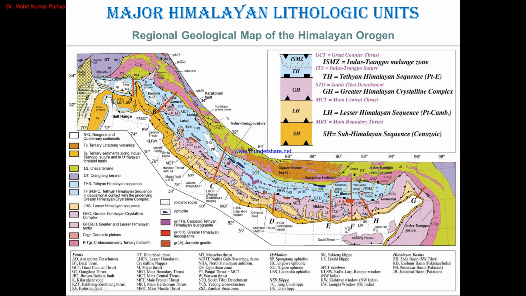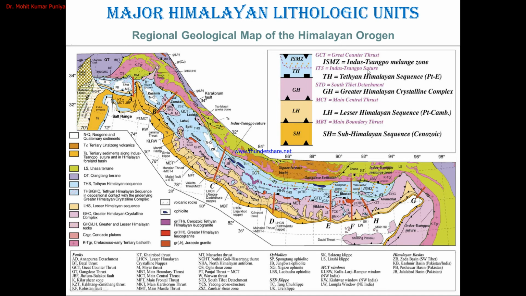Now this map is basically after Engine 2006, so you can get this geological map from that research paper. These are some major lithologies in the Himalaya. So this is the GCT, Great Counter Thrust. This one is the Great Counter Thrust here.